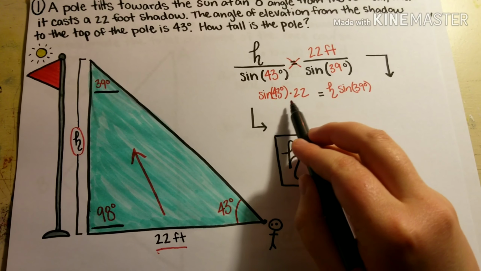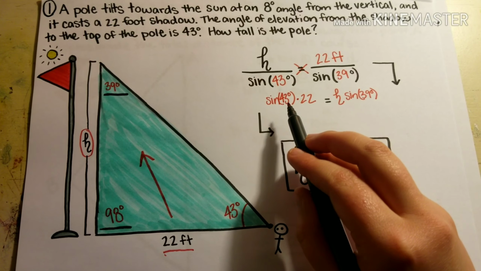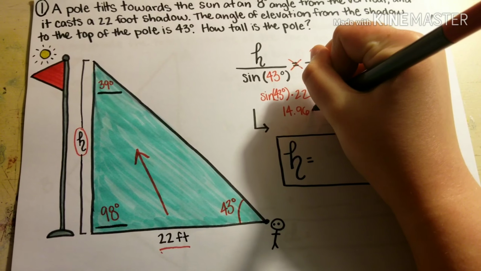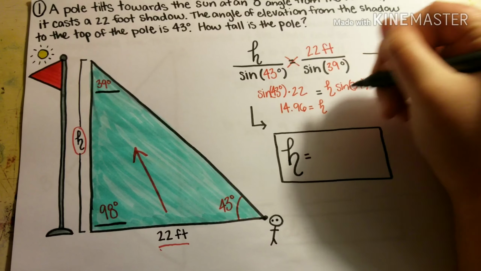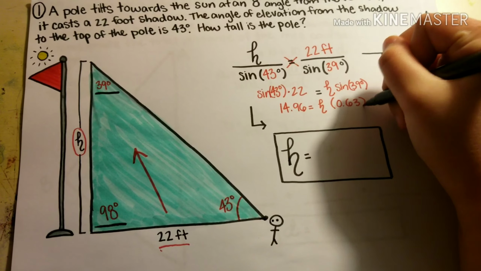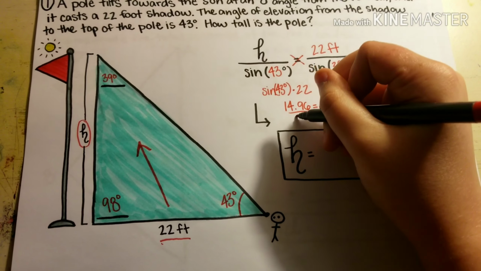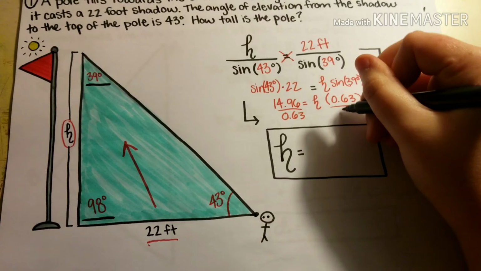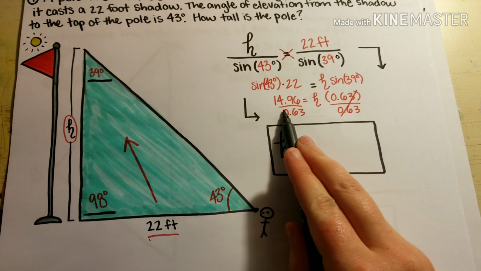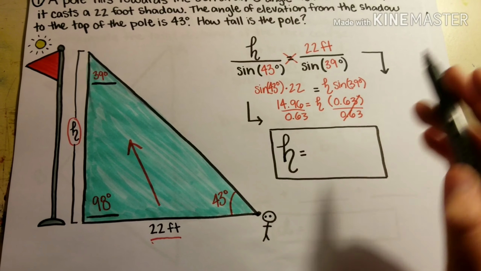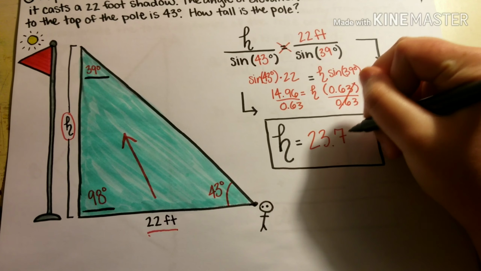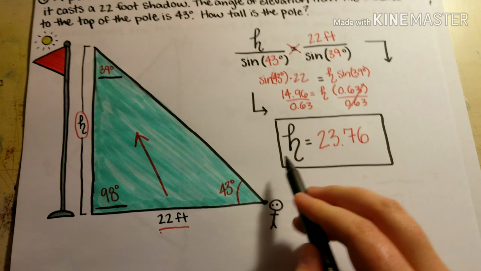So then you would multiply these two, which gives you 14.96. And then on the other side, the sine of 39 is 0.63. And then you would just divide this over. These two cancel out. So when you divide 14.96 by 0.63, you get 23.76, which would be your h, the height of your pole.